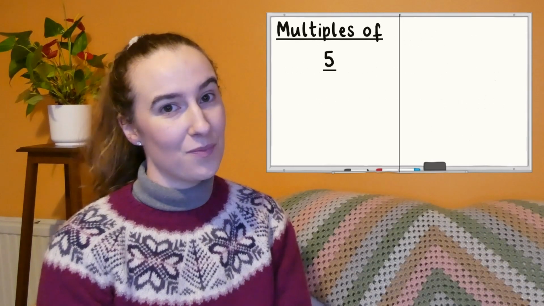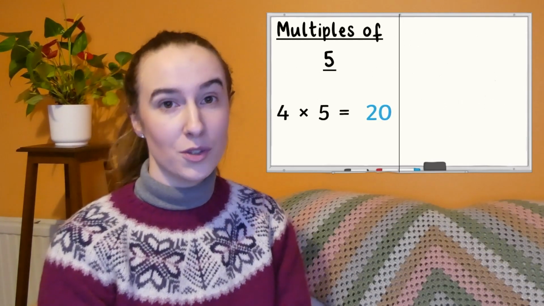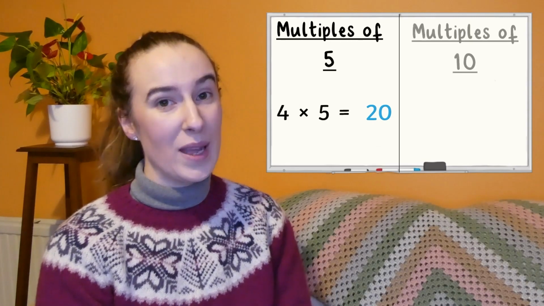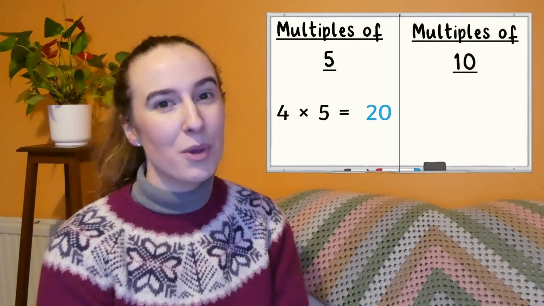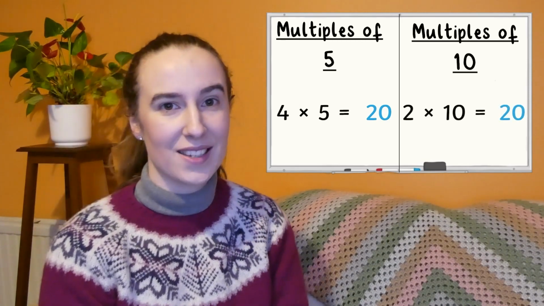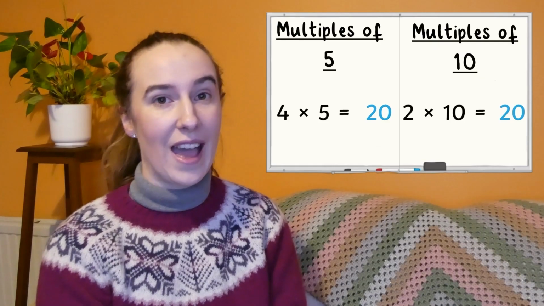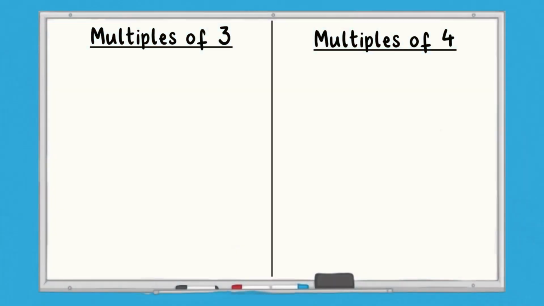For example, 20 is a multiple of 5 because 4 lots of 5 is 20. 20 is also a multiple of 10 because 2 lots of 10 is 20. Therefore, 20 is a common multiple of 5 and 10. Let's see if we can work out some common multiples of 3 and 4.